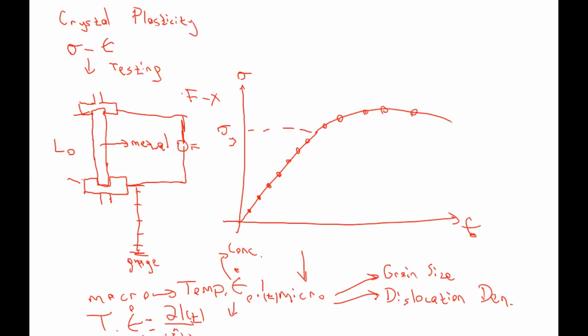And the material-related parameters are shear modulus, Poisson's ratio, elastic modulus, Burgers vector, initial dislocation density, maybe drag coefficient, right? These are all initial material constants. So how do we get these points with crystal plasticity?